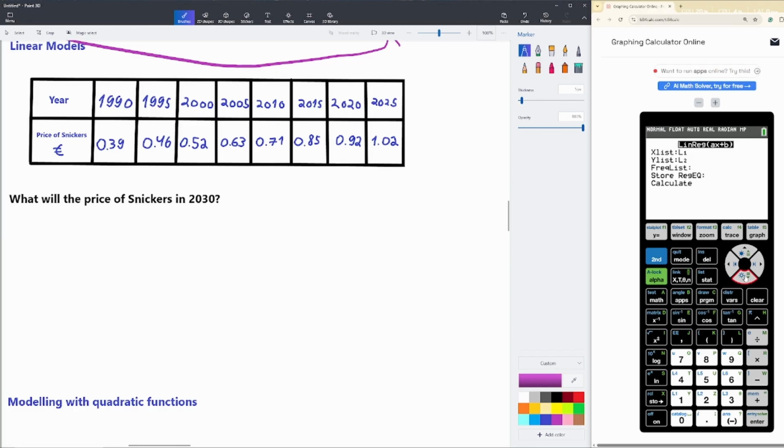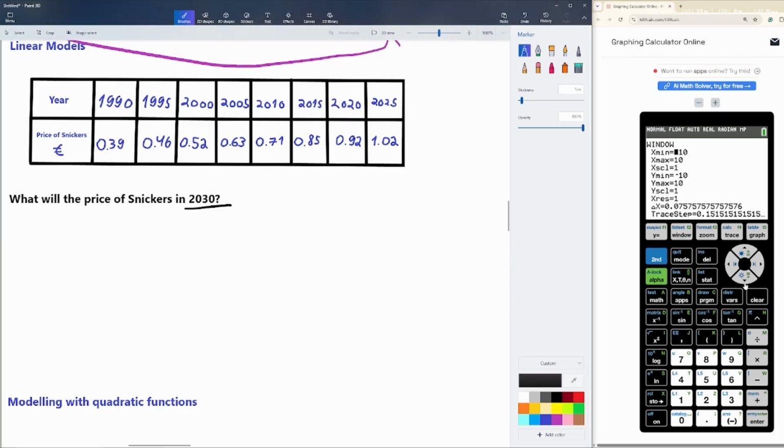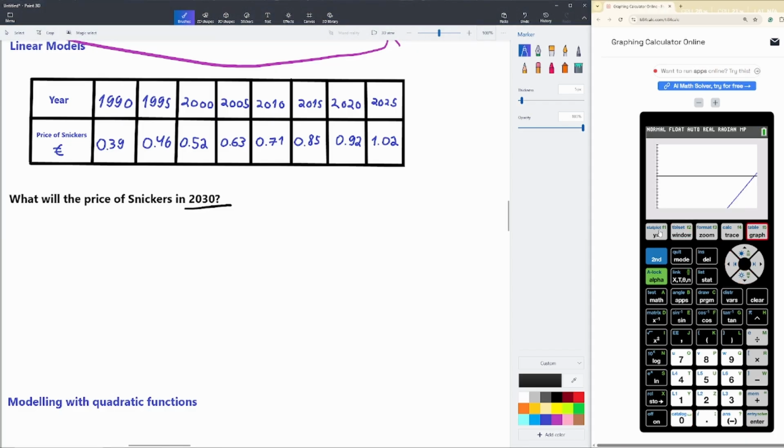Your FreqList is the frequency list, and you only use it when you actually have frequencies. We don't have that here. And then you calculate. Or what I recommend is that you put StoreRegEQ. Here I recommend you press vars, go to Y-vars, choose function, choose Y1, and then you calculate. So obviously you have gotten your calculations as well. Then you go to the graph, and in your y value you want to find the price of Snickers in 2030. Then your maximum X has to be 2030.